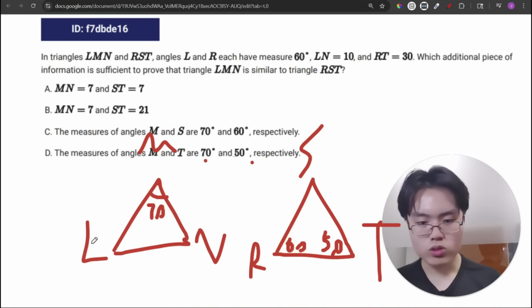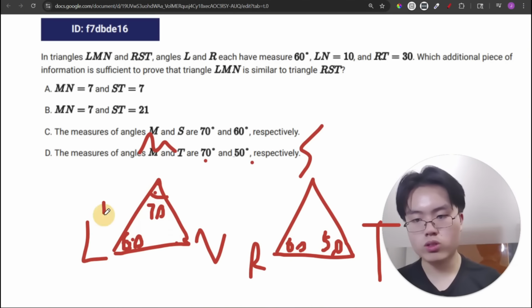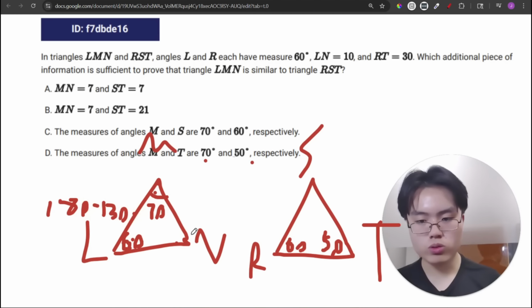Okay. So this is actually a pretty common trick they like to use. This is actually good enough. The reason why is because we know these 2 angles, we can solve for this one. What is 180 minus 70 minus 60? 70 plus 60 is 130. And then 180 minus 130 is 50, right? So that means this angle is 50. And this angle is 50.